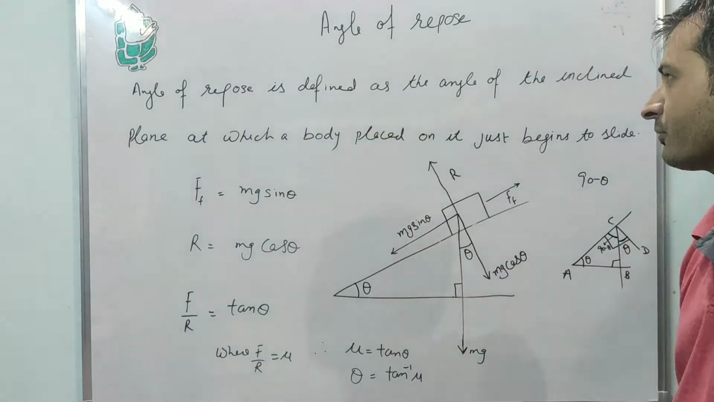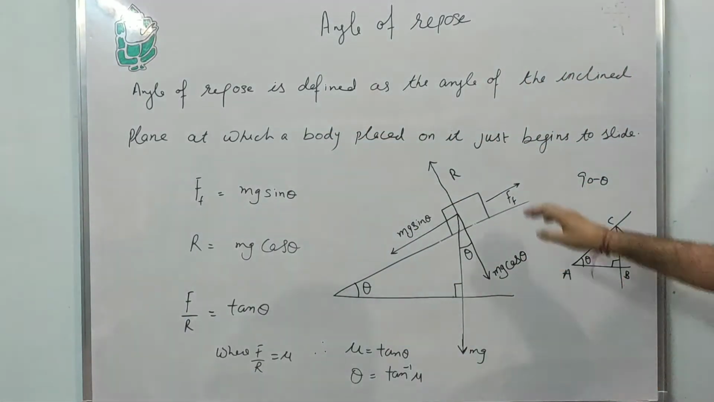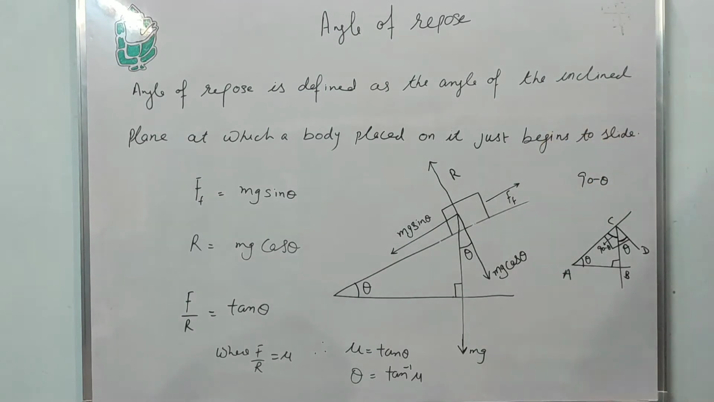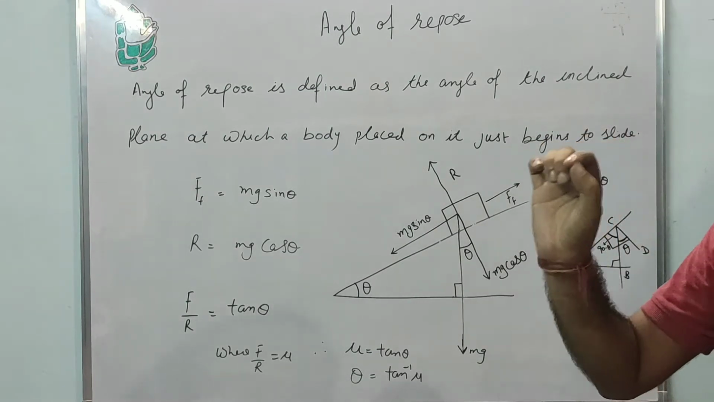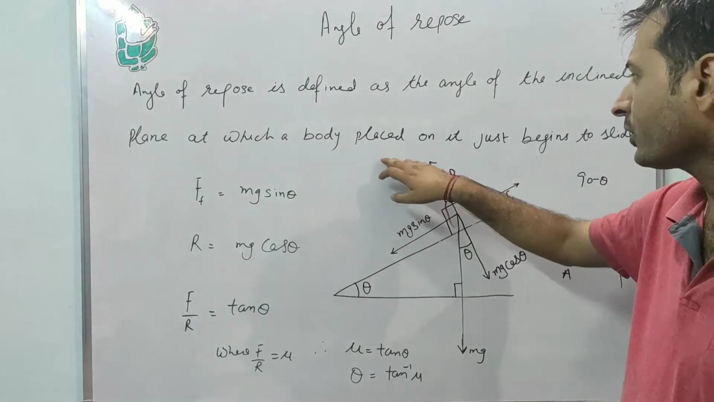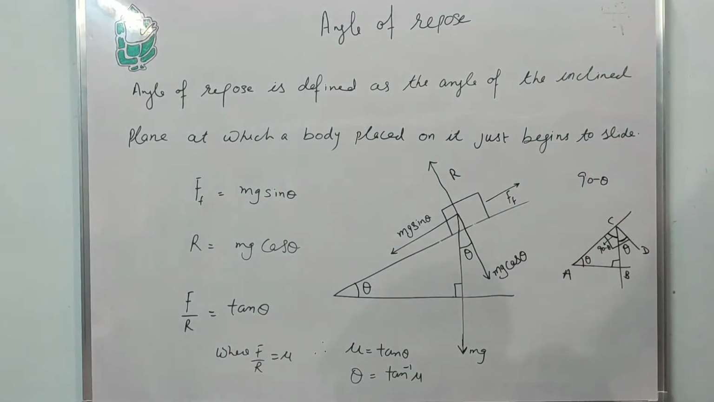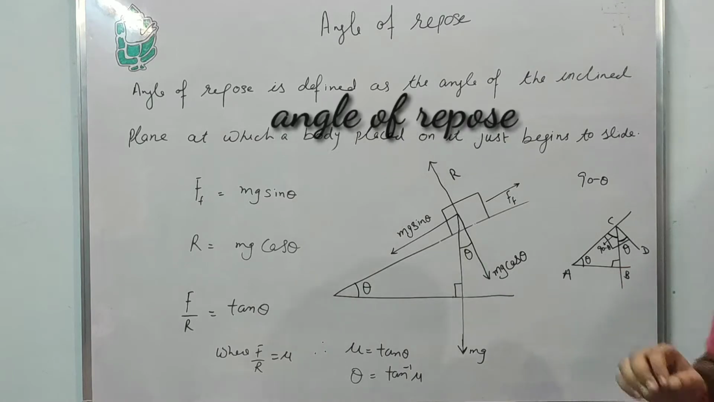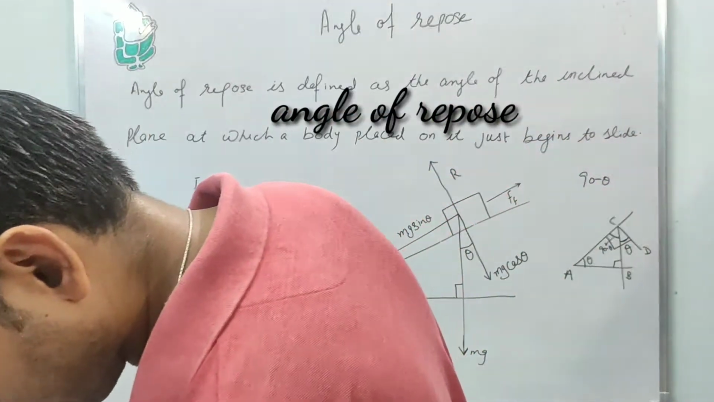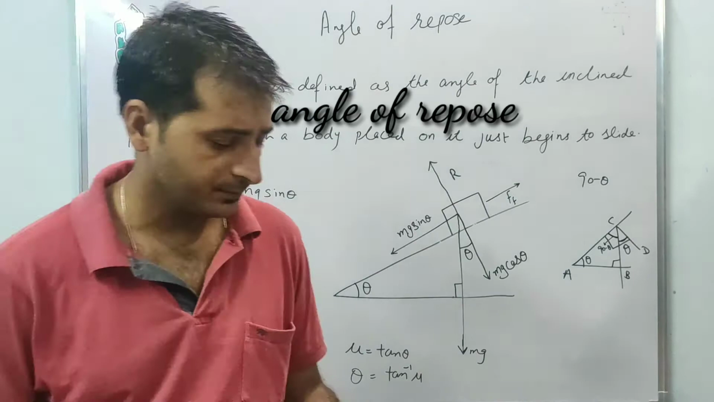Angle of repose is defined as the angle of the inclined plane at which a body placed on it just begins to slide. That is called the angle of repose. What does it mean? Take an example.